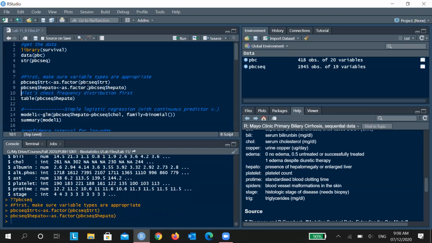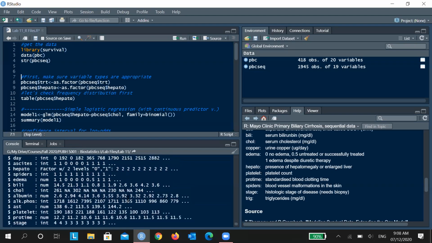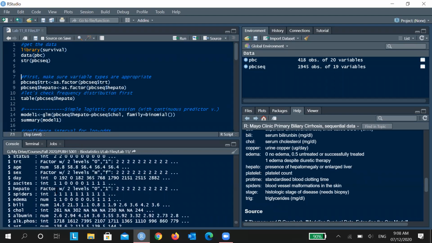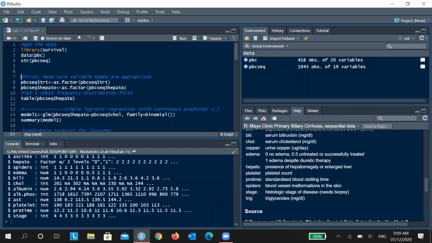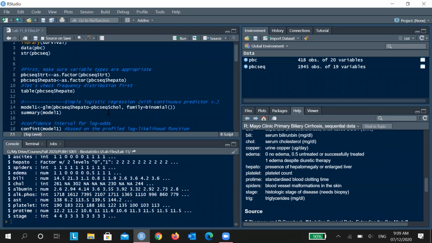We can change it. You can check the class with the class statement as well. But let's check the structure again. So hepato and TRT are factor variables with 2 levels as well. Okay, so that makes sense.